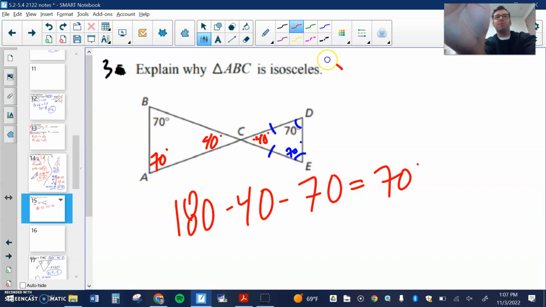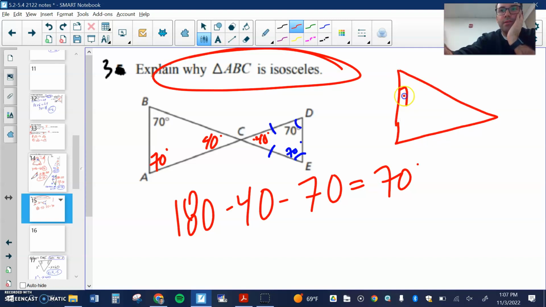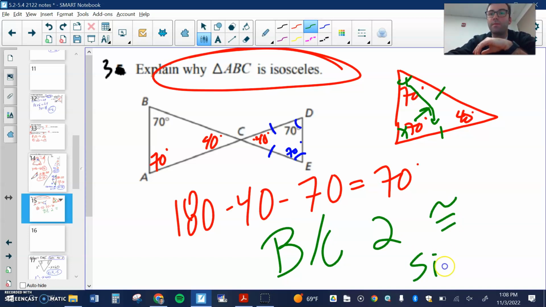So the question has to explain why ABC is isosceles, right? Well, if you look at ABC, 70 and 70 and 40. And I know that these 2 angles are the same. Well, if these 2 angles are the same, then that makes these 2 sides the same. So why is ABC isosceles? Because 2 congruent sides. That's a little advanced thinking sometimes.